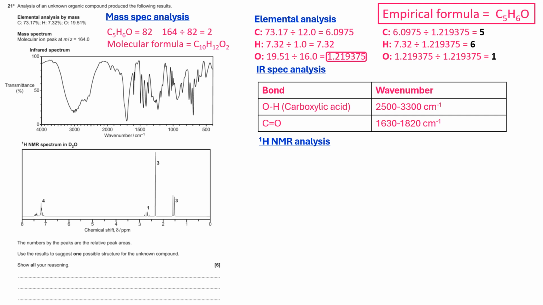Now the fact there's 2 oxygens allows us to consider the possibility of a carboxylic acid, which is what the infrared spectrum is suggesting. You've got an O-H carboxylic acid peak and a C=O peak.